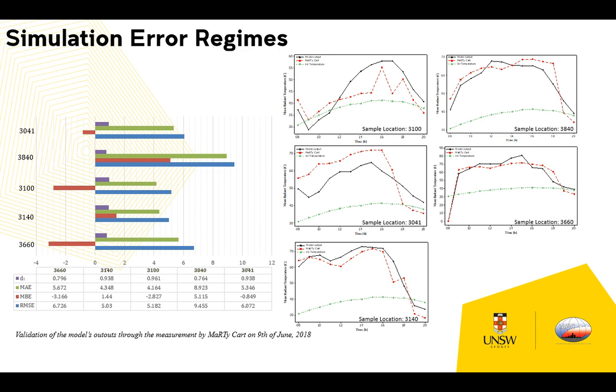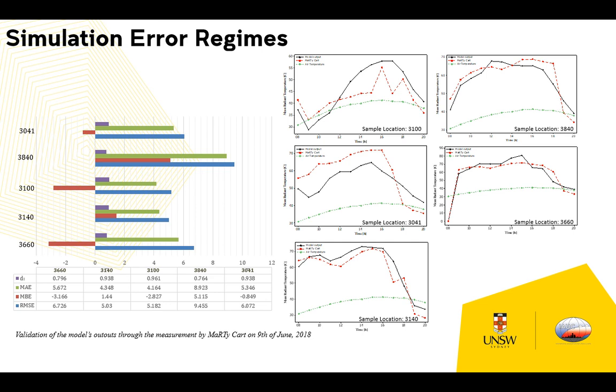And these are the results of the validation. As it shows, the most accurate point is 3140, where the RMSE is 5.03, a sun-exposed point, and the worst one in fact was 3840, where the RMSE was 9.4, a shaded area.